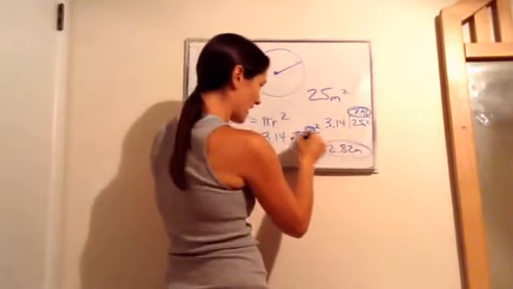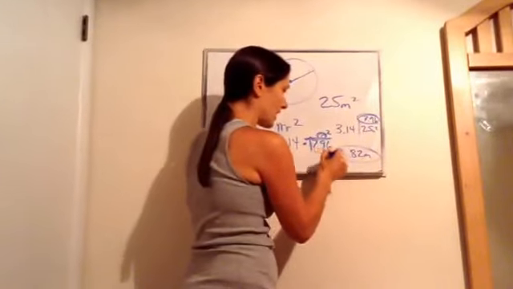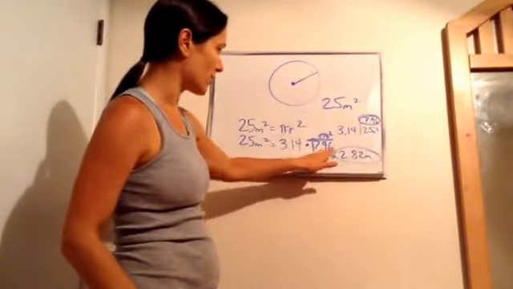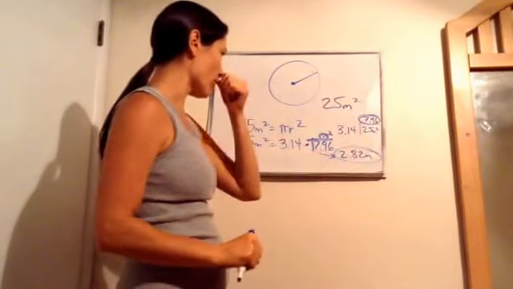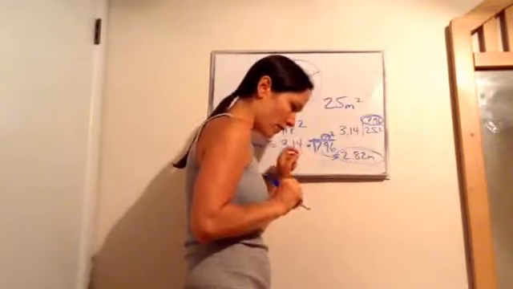So we have to take the square root of 7.96, and that's what we get. And you'd have to do that on the calculator. You'd have to put in 7.96 and then find the square root of it. Hit square root, and it will come up with this answer. Okay? Hopefully you understand that.